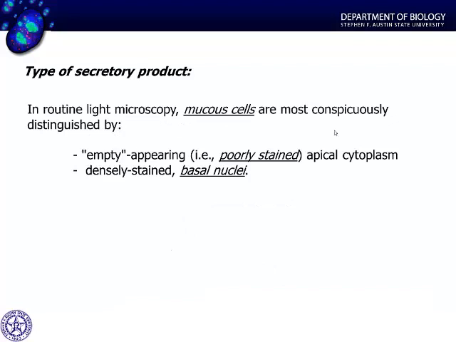So mucus, from a histological standpoint, these mucus parenchyma are going to look empty, poorly stained. The cytoplasm is going to be more apical because the nuclei are going to be basally located, very, very intensely staining in that basal compartment of the cell.